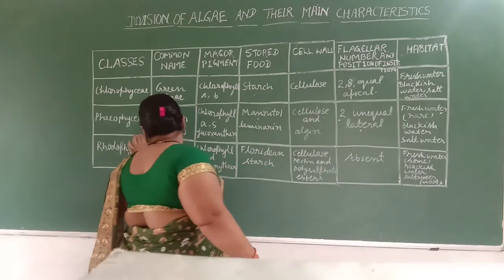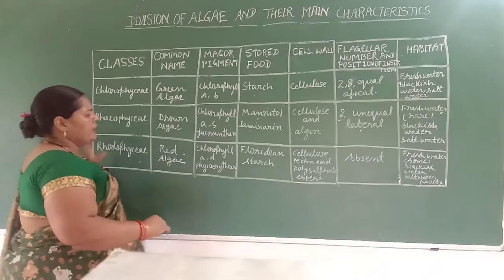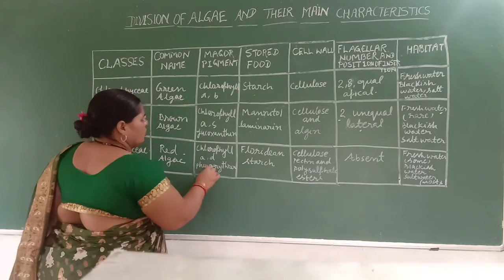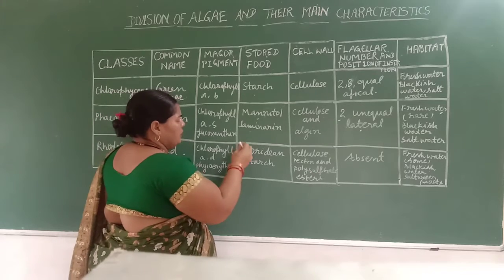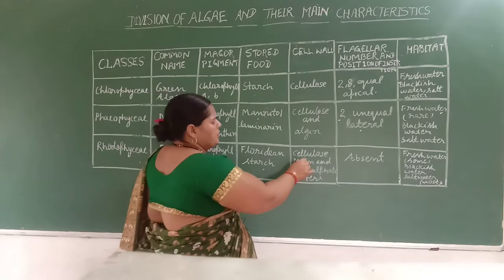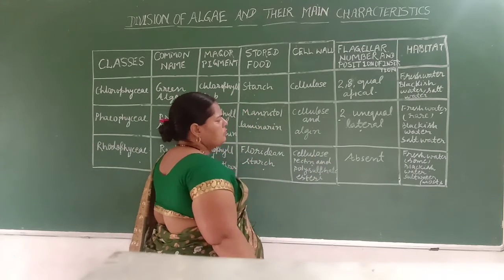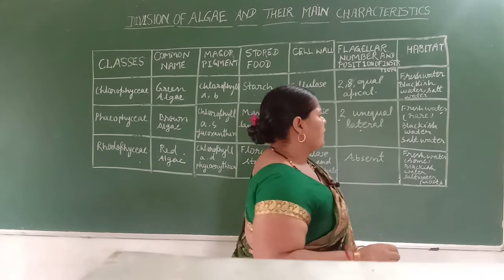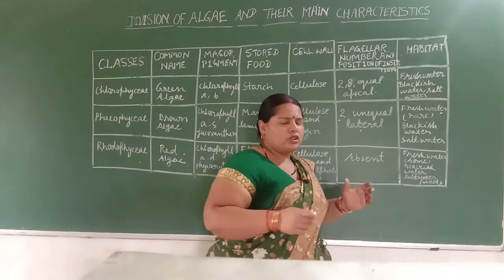Third is the rhodophyceae, also known as the red algae, and red algae have chlorophyll A and D, and phycoerythrin. The food is stored in the form of floridean starch. The cell wall is made up of cellulose, pectin and polysulphate esters. Flagella are absent, and the habitat is sometimes freshwater, and mostly brackish water and salt water.